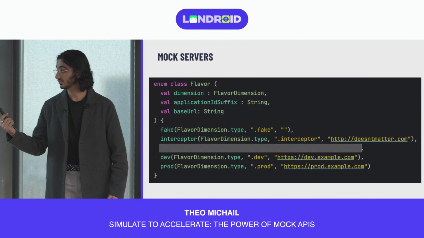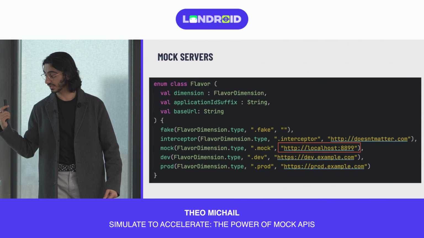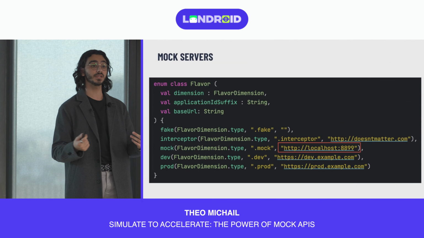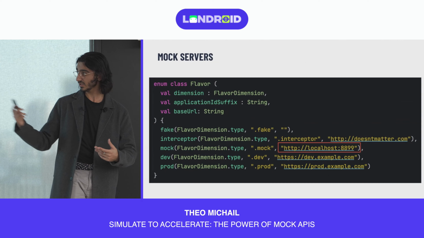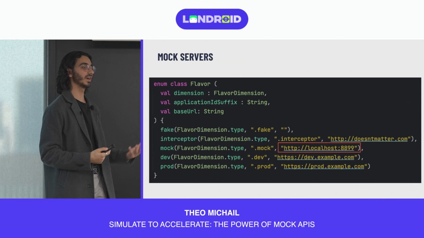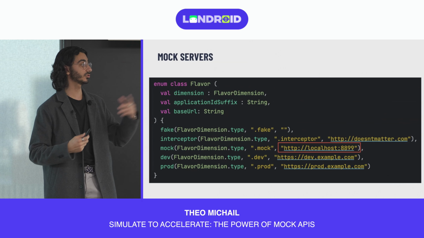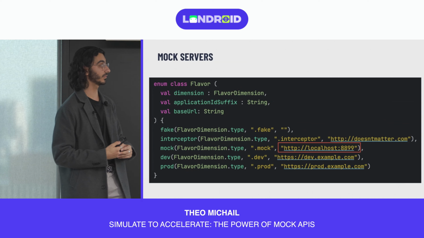So we have our third and final flavor here, which is mock. This is pointing, in our case here, to port 8899 on localhost. So in this scenario, you'll have your app tethered to your development machine. Your development machine is running on that port, and then any requests that you make will just go through to that mock server.